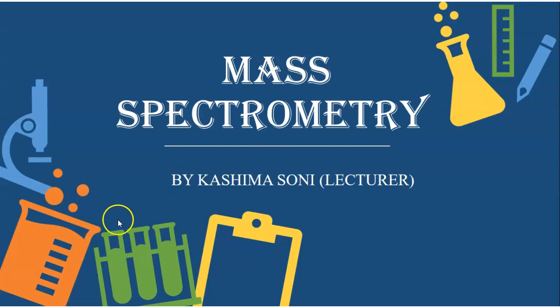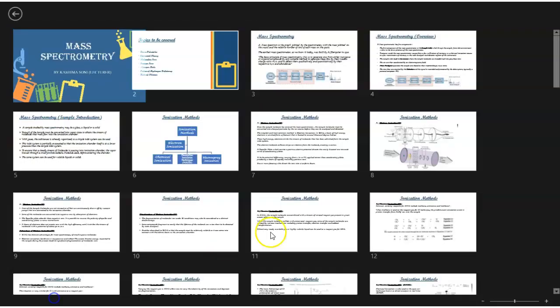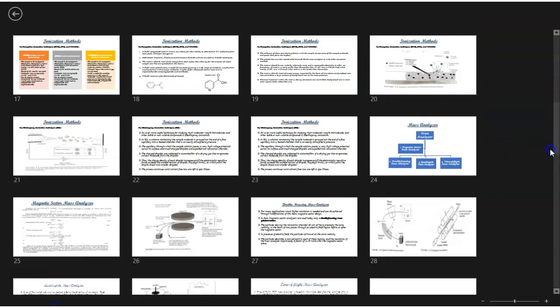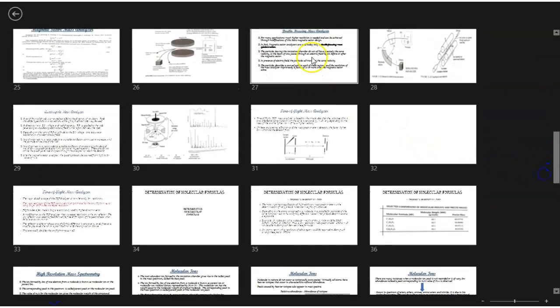So without wasting any more time, let's proceed to the rest of the two mass analyzers. The first one is the quadrupole mass analyzer, and that is over here.